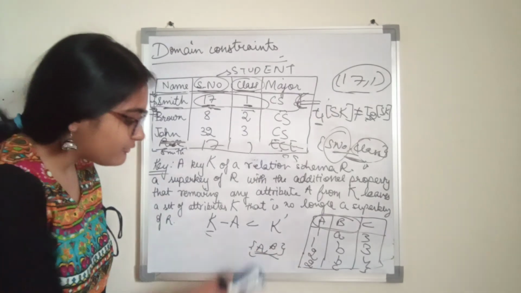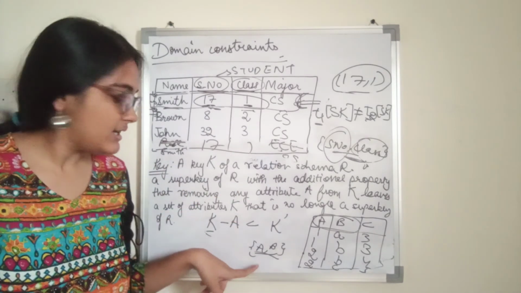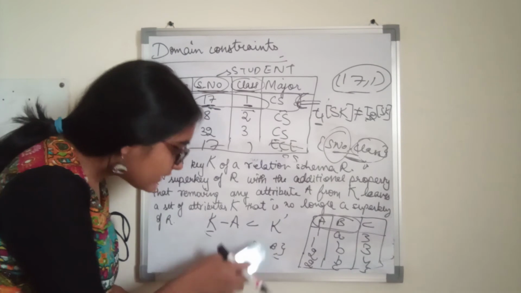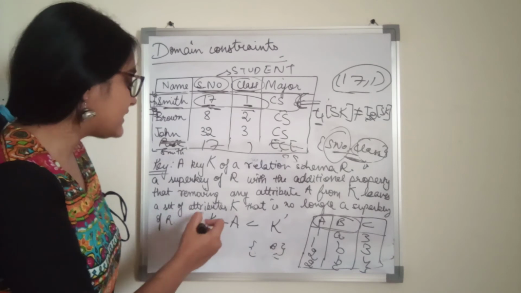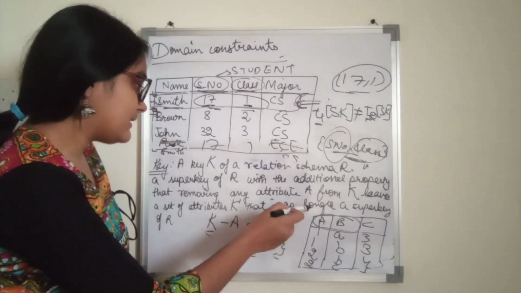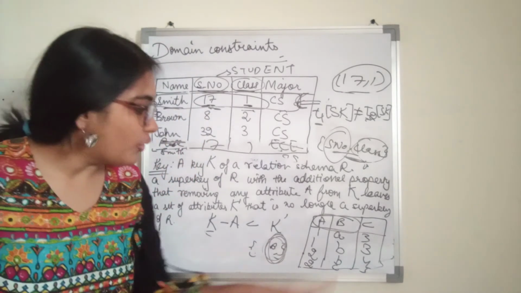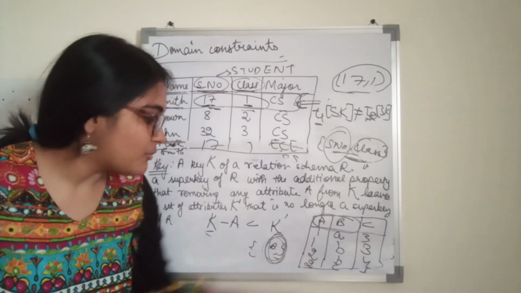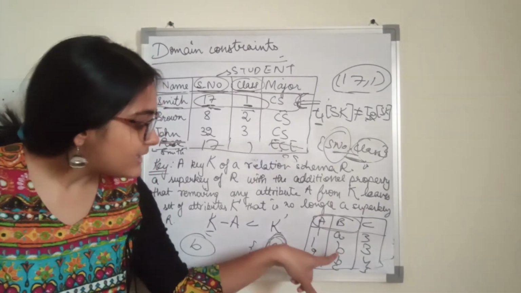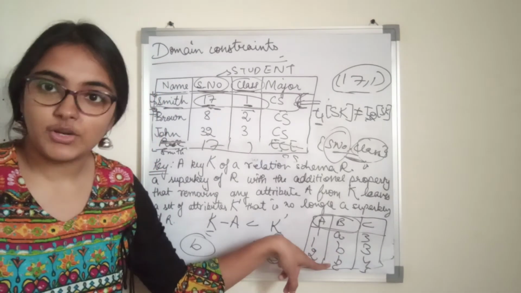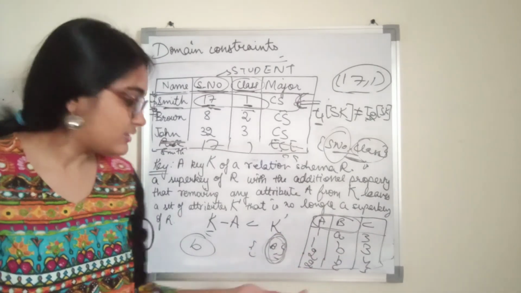How? A key K of a relation schema R is a super key of R, and this is a super key of R, right? So if I remove any attribute, let us say I remove A. What it is saying is, removing any attribute A from K leaves a set of attributes K dash that is no longer a super key. Now if I use B as a super key, is B a super key? No. If I say the value of B as small b, is it able to uniquely identify a tuple in the relation? No, because it maps to two tuples in the relation. So it is not able to uniquely identify a tuple.